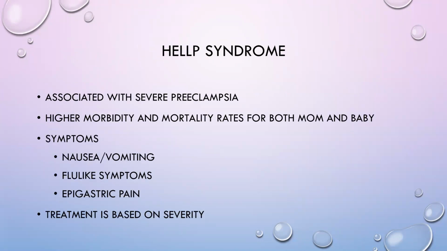HELLP syndrome is associated with severe preeclampsia. This is when it progresses, and you will see symptoms such as nausea and vomiting, general malaise and fatigue, flu-like symptoms, epigastric pain. This does affect the liver and platelet count. Treatments are based on severity. And with HELLP syndrome, you see a higher morbidity and mortality rate for both the mom and the infants.